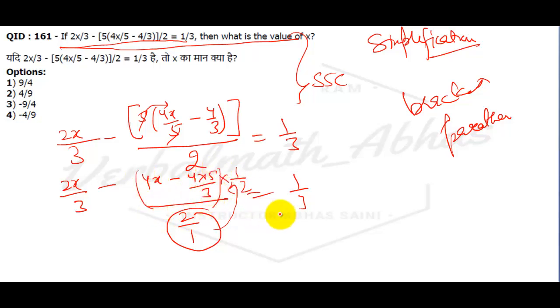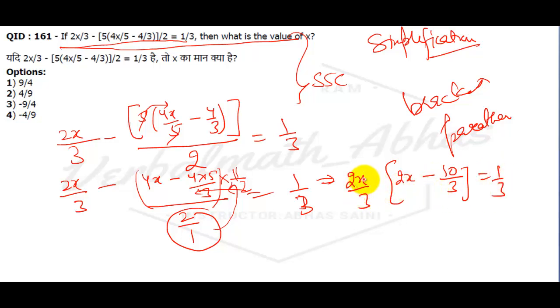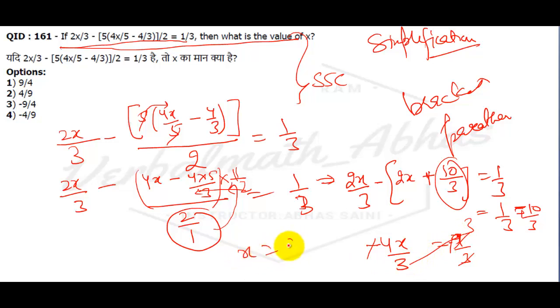Now the next step, let me write it here, 2x upon 3. When you send this 1 by 2 inside the parenthesis, you will get 2x, and here 10 by 3 equals 1 by 3. Now this again is minus. Now this 10 by 3 will go to the other side, 1 by 3 plus 10 by 3, and you will get 11 by 3. Here it is 2x upon 3 minus 2x, so you will get minus 4x by 3 here. So minus will cancel out, this will be 3, so 3 into 3, x is your 9 by 4. So this is your answer.